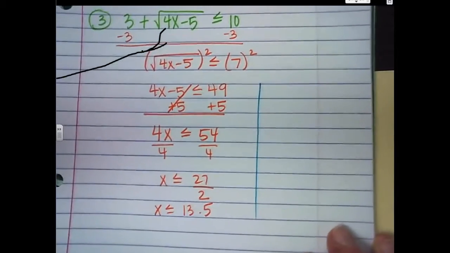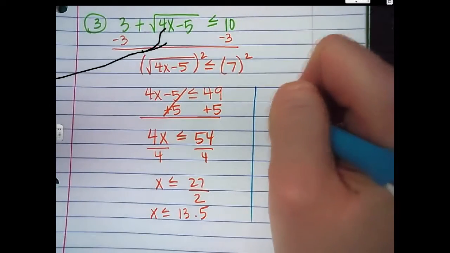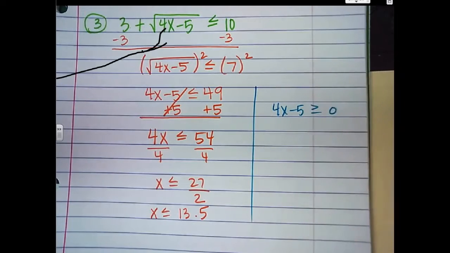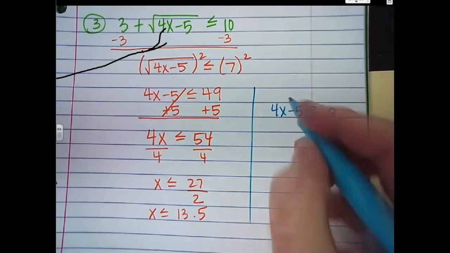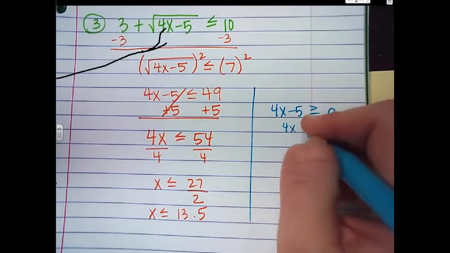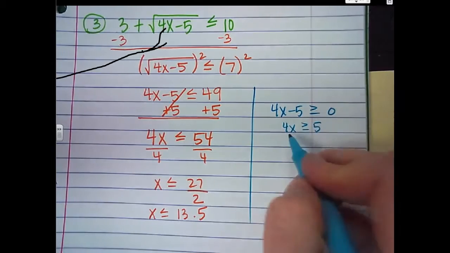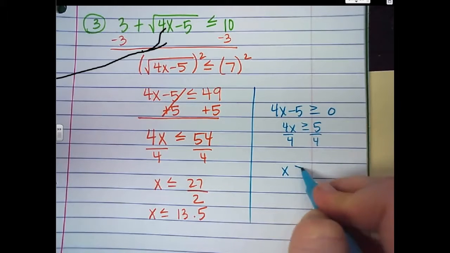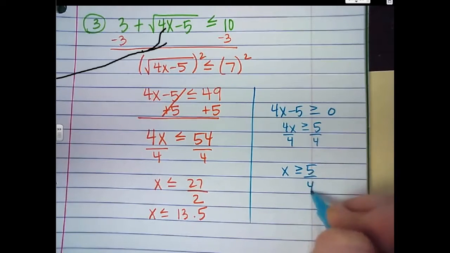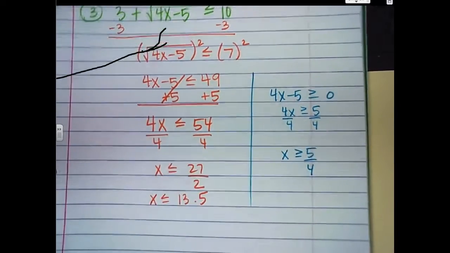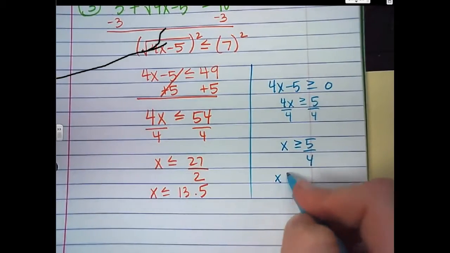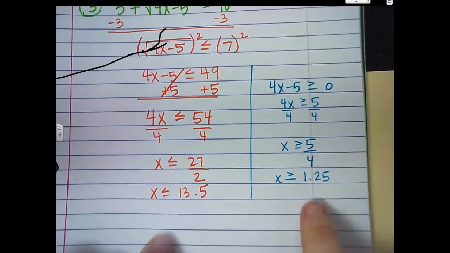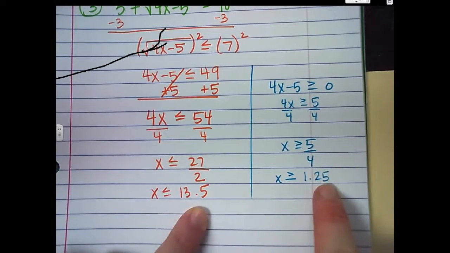Okay, so then I need to check my restriction. So I say 4x minus 5 greater than or equal to 0. So add over the 5 and divide by the 4. So x is greater than or equal to 5/4. If you want to change that to a decimal, what would that be? 1.25. So I like the decimals because now I can see which one goes where.